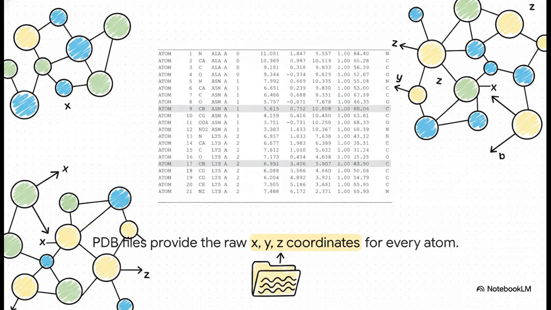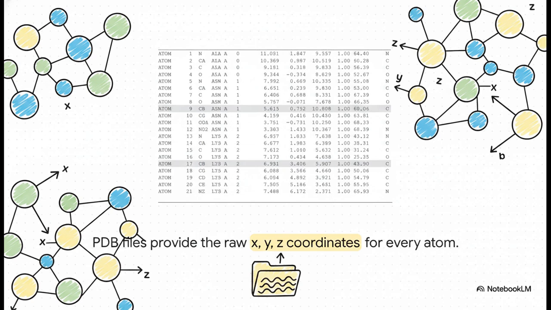So where does all this data even come from? It comes from something called the Protein Data Bank, or PDB. Think of it as this massive public library of protein structures. And if you peek inside a PDB file, you'll find exactly what we need. These precise X, Y, and Z coordinates for every single atom in the protein.